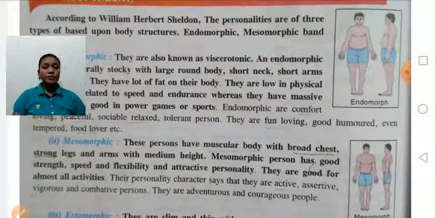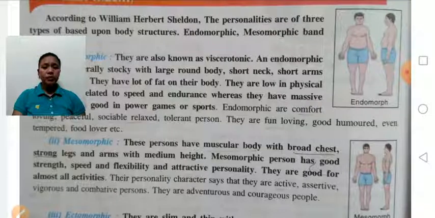Mesomorphic: these persons have a muscular body with a broad chest, meaning mesomorphic people are healthy people. Mesomorphic persons have strong legs and arms with medium height. They have good strength, speed, flexibility, and an attractive personality. They have good shape and structure, so the personality is good.